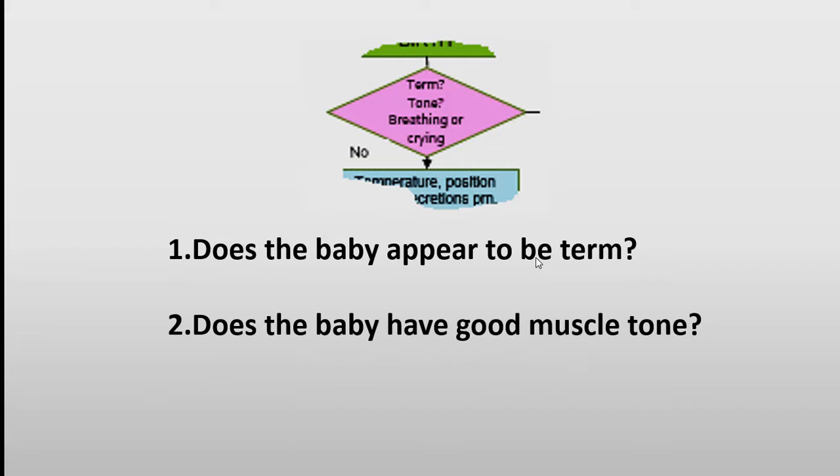Next question we need to ask: does the baby have good muscle tone? This is a quick observation. Healthy babies should be active. They should be flexing their upper and lower extremities. Newborns requiring any intervention are going to be flaccid. Their extremities are going to be extended out, or there's going to be no voluntary movement displayed by the baby.